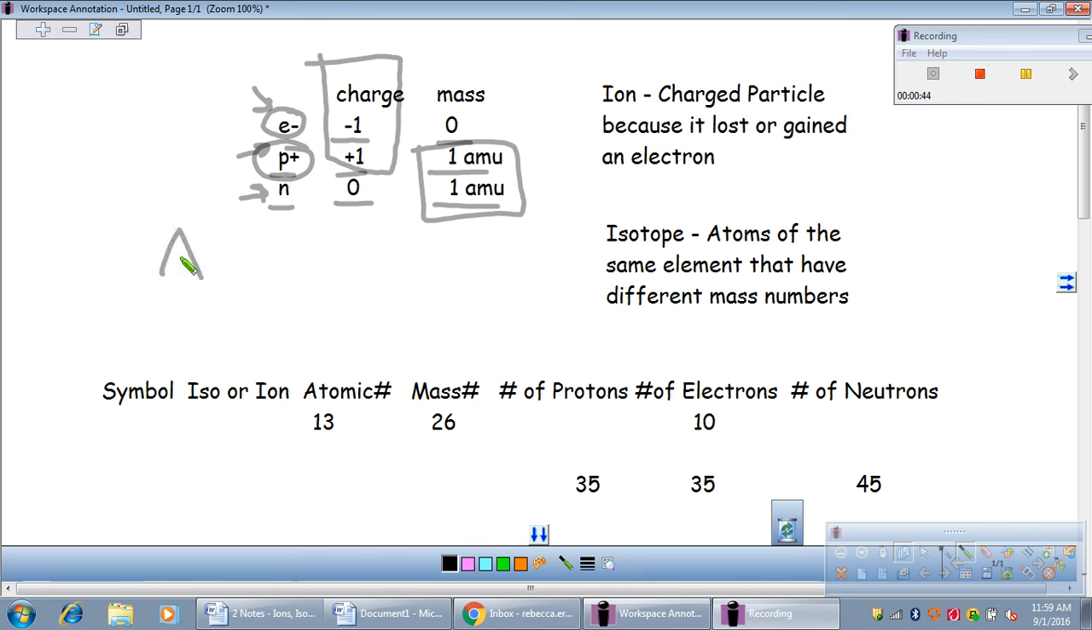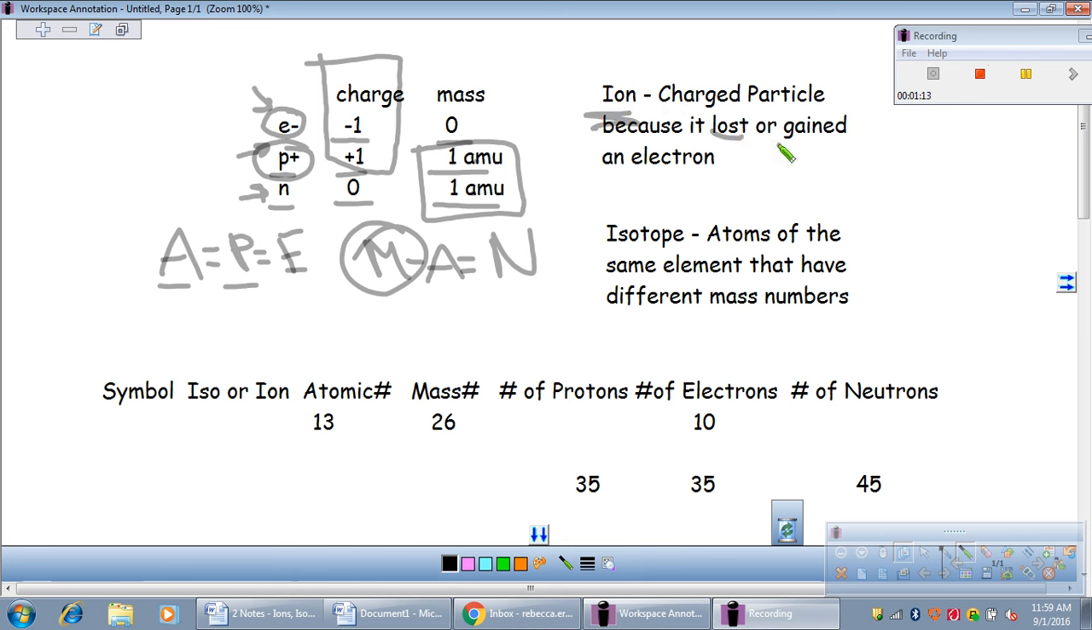So we have this ape man. Atomic number is equal to protons always. The number of protons will be equal to electrons if we're talking about a neutral atom. Mass number minus atomic number equals number of neutrons, because if you add the protons and the neutrons, you get your mass.